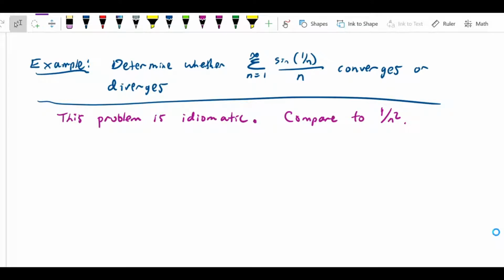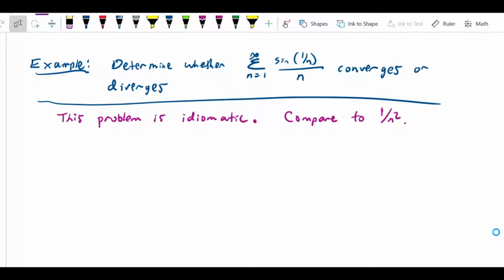So let's do another LCT problem. I put this one in mainly to show that there are some problems that are just idiomatic in the sense that you just kind of have to try different things to see what to compare them to. I've done this problem before, so I know that this works with the comparison to 1 over n squared.